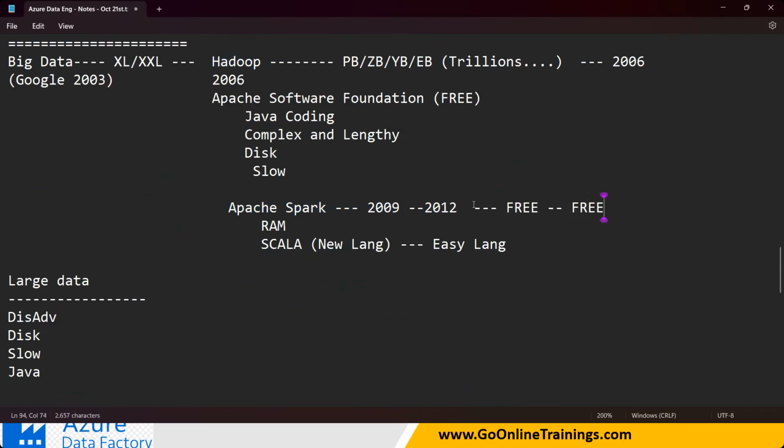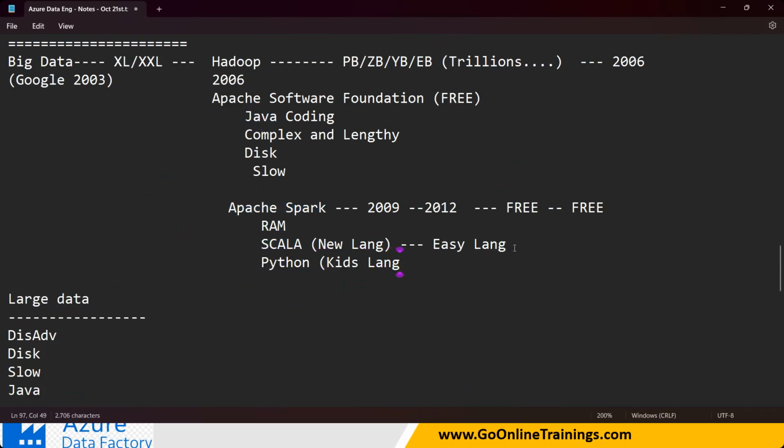Remember, it is completely free. Even this is free software. You only need to buy computer hardware, the software is free. What is the language? No Java, completely Scala, or many people said, can we use the modern language called Python? Everybody is using Python today. Why Python? Python is a kids language, meaning anybody can learn it. It is even easier than Scala.